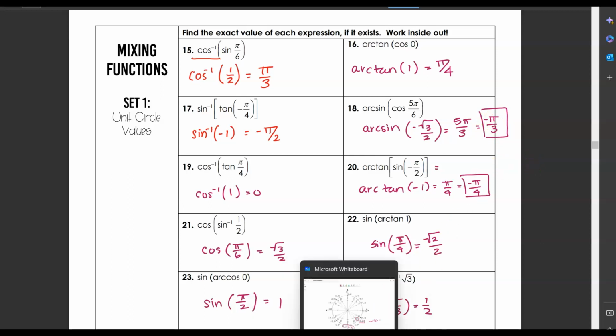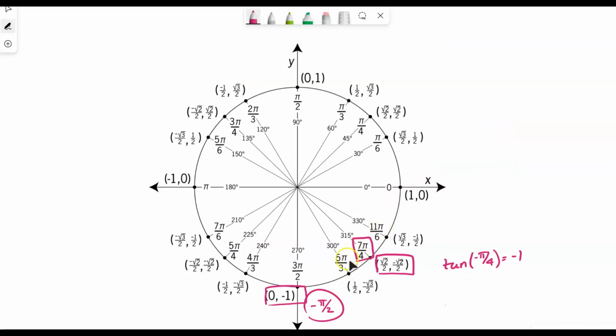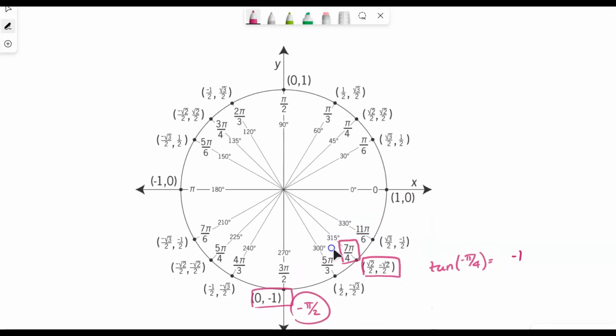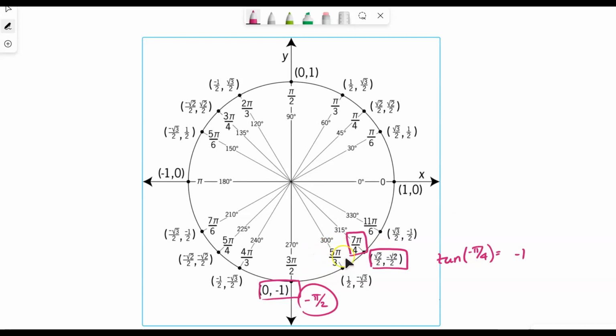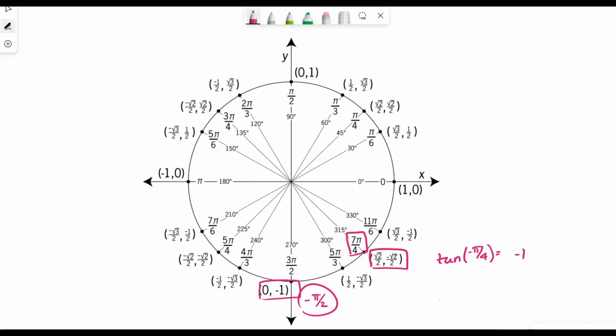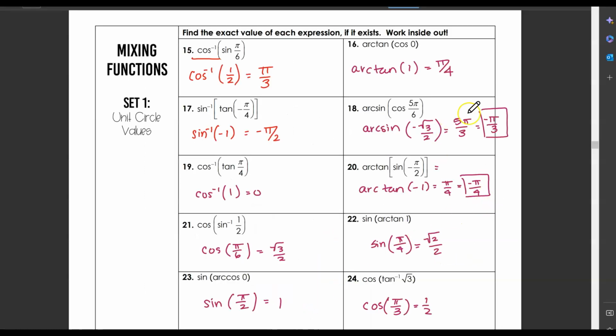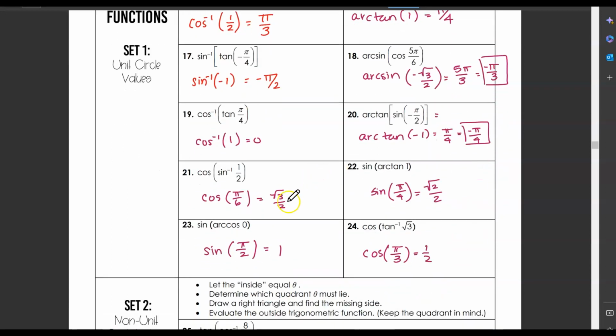So taking a look at our unit circle, we're coming over here to 5 pi over 3, and that's going to be equivalent to that negative pi over 3. So again, just keeping in mind the domains and the ranges for these functions. So number 20, we should have gotten a similar thing, right? So it lands as pi over 4, but it really should be negative pi over 4. And then for 21, we get root 3 over 2.